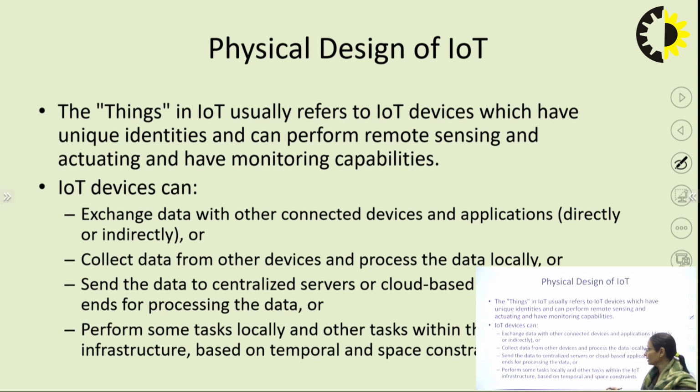Now the processing could be done in both ways: locally, or it can send the data to centralized servers or a cloud based network where the processing of the data can be done. So it performs some tasks locally, and other tasks within the IoT infrastructure, based on temporal and space constraints.